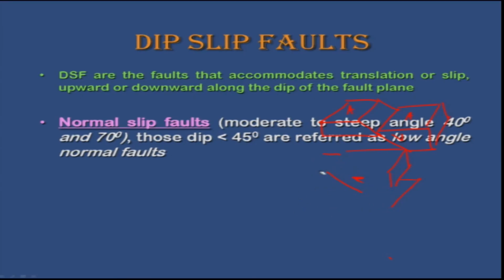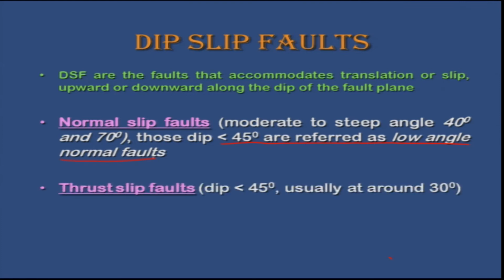One classification of the dip slip faults is the normal fault, which we term a normal fault, and normal faults can be of different angles, which can vary from say 40 degrees to 70 degrees, and those having a dip of less than 45 degrees are referred to as low angle normal faults. Okay. So similarly, we have thrust faults also. Now normal faults are usually seen in an extensional tectonic environment.